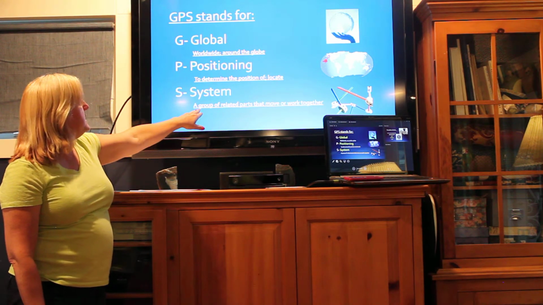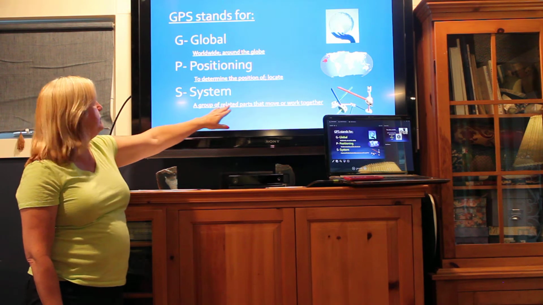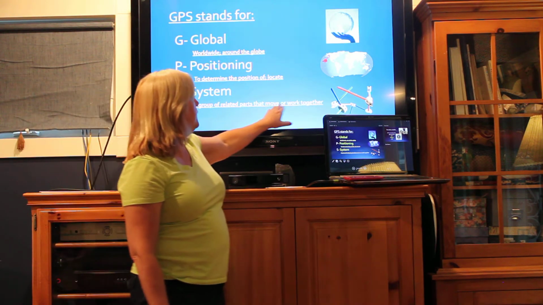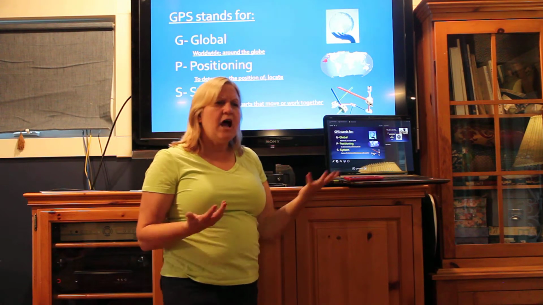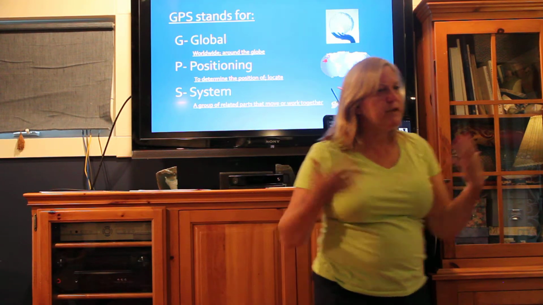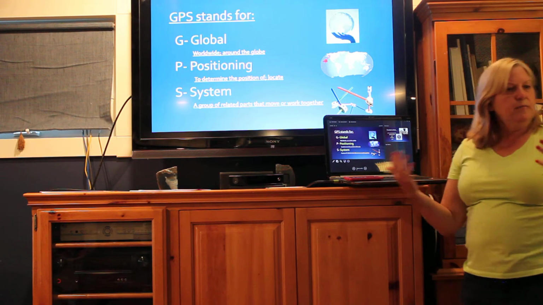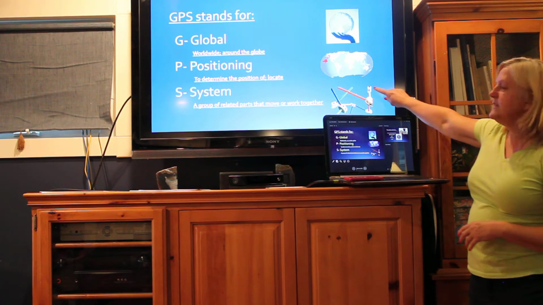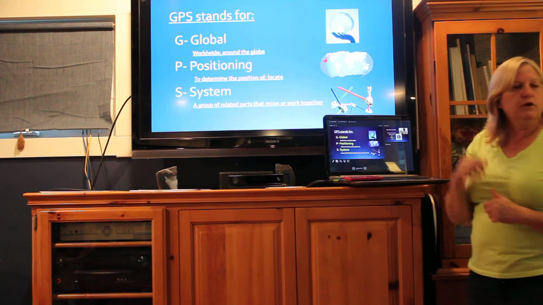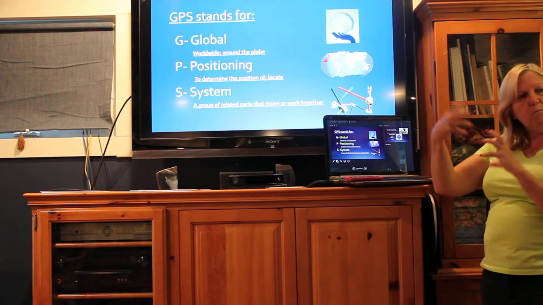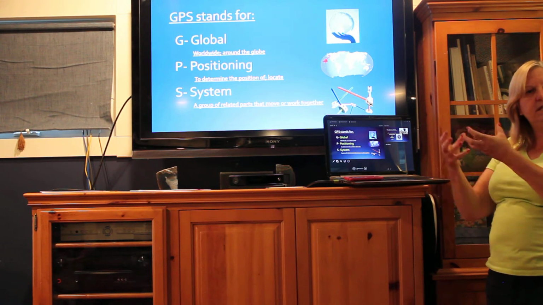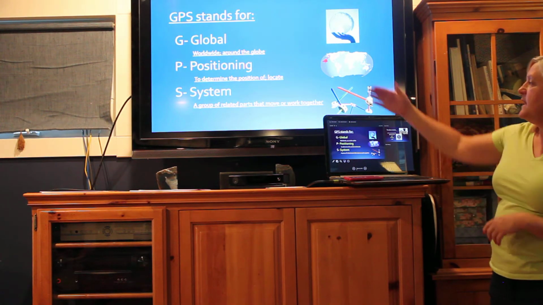A system is a group of related parts that move or work together. Now that was a hard one for me to figure out an example of, or a visual for you guys, but I looked at a lot of pictures online and decided that the Tinker Toys were a pretty good representation. They have many parts and they all fit together as a system. They work together.